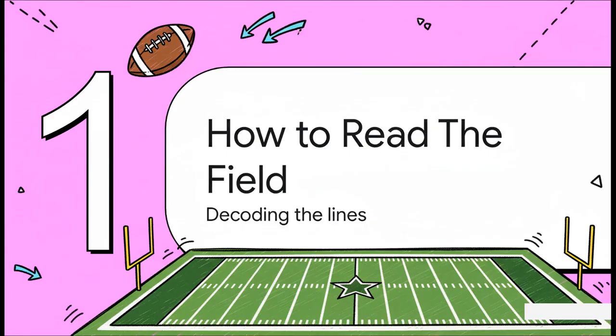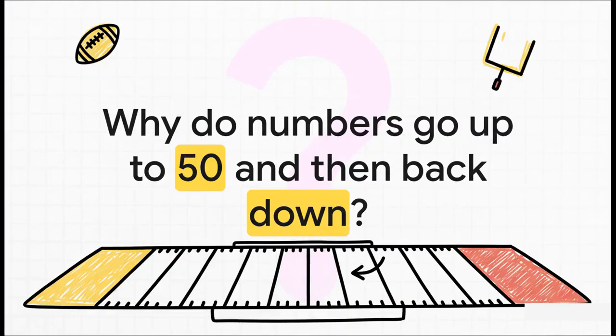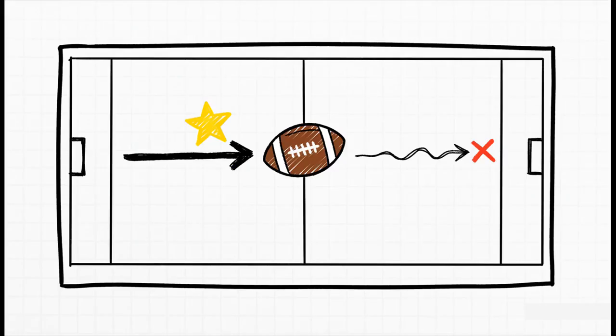All right, we've got the size down. Now let's get into what might be the most confusing part for anybody just starting out. What in the world do all those numbers painted on the grass actually mean? This is the big mystery, isn't it? I mean, if the field is 100 yards long, why don't the numbers just go up from 10 to 100? Why do they climb up to 50 and then start counting backwards? It seems totally weird, but believe me, there's a really simple and actually brilliant reason for it.